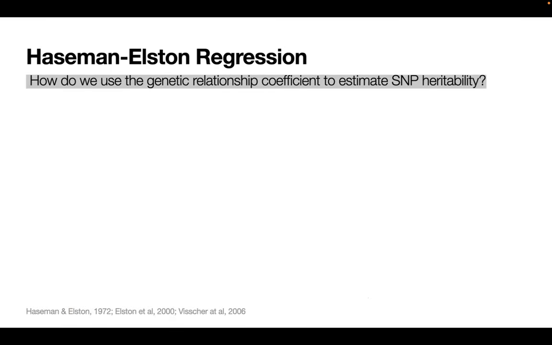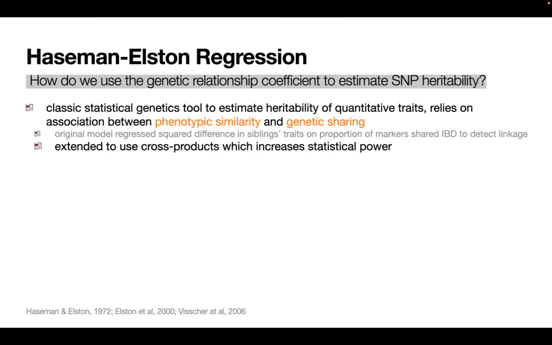So how do we use this genetic relationship coefficient to estimate SNP heritability? We can use the Haseman-Elston regression, which is a classic statistical genetics tool that relies on the association between phenotypic similarity and genetic sharing. The original model regressed the squared difference in siblings' traits on the proportion of markers shared IBD to detect linkage. It was extended to use cross products, which increases the statistical power.